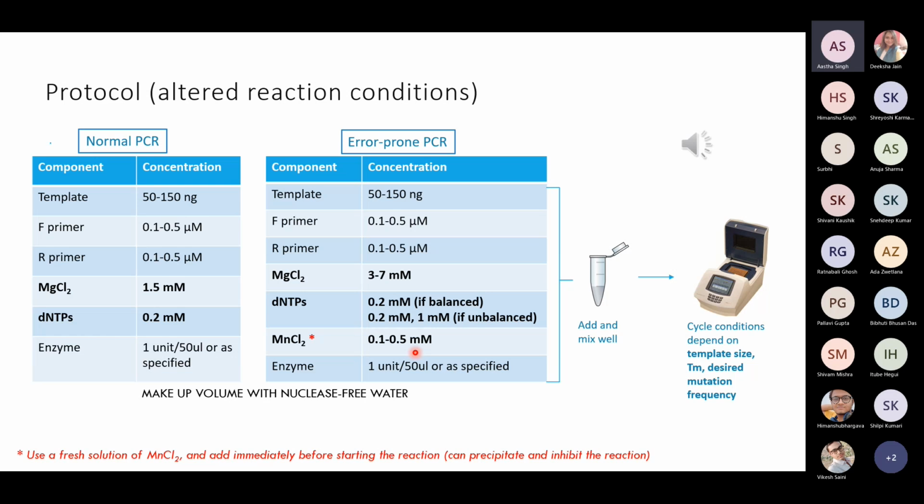For the error prone PCR reaction, we'll just assemble all of these components in an MCT tube and add the enzyme at last, and then we'll put it in the thermocycler for the reaction to begin. It's just important to prepare MnCl2 fresh and add it immediately prior to starting your reaction.